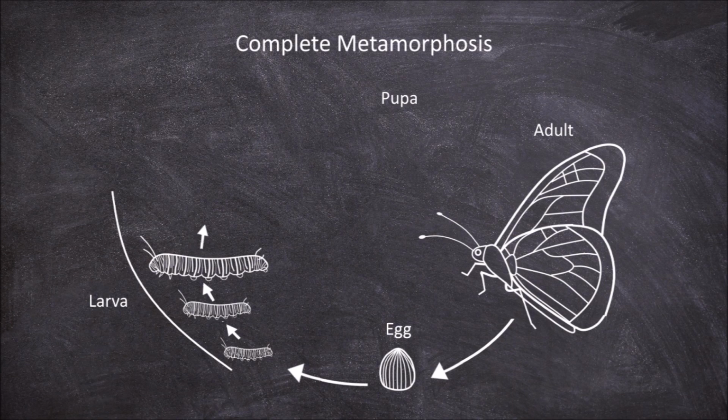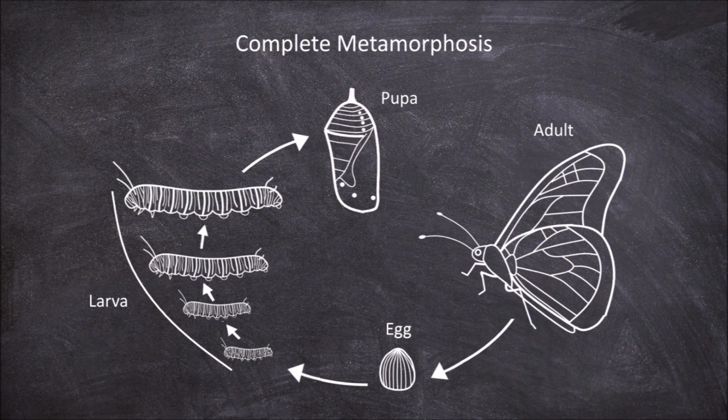This larva stage has no resemblance to the adult form, nor does the third stage, where the caterpillar forms a pupa, called a chrysalis in butterflies. From this pupa stage emerges the final adult butterfly.